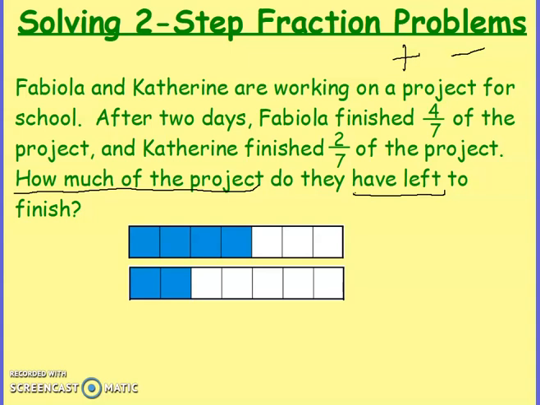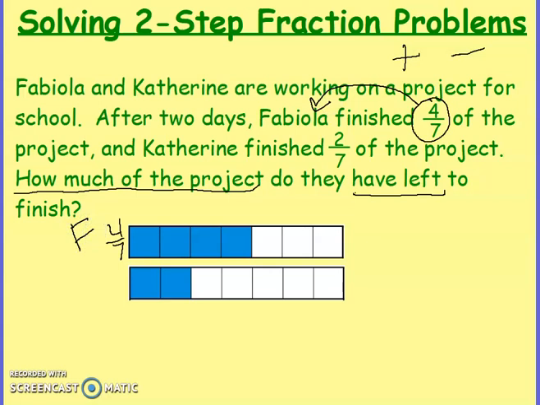Okay, so take a second and draw your 2 bars to match this model. Make sure your rectangles are the same length and that these line up in 7 parts. Do you have your models drawn? Good. All right, now let's label these. What fraction is this one showing? That is showing 4/7. Who finished 4/7 of the project? Fabiola did. Fabiola finished the 4/7.